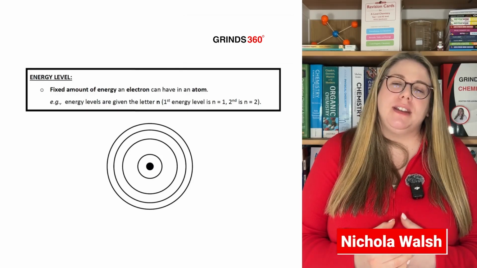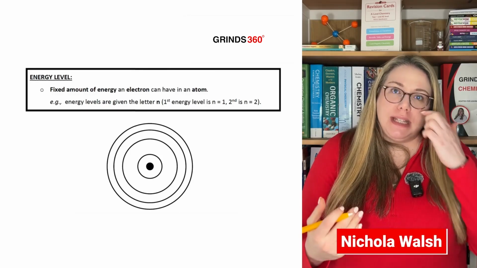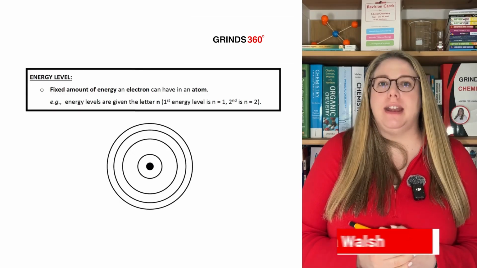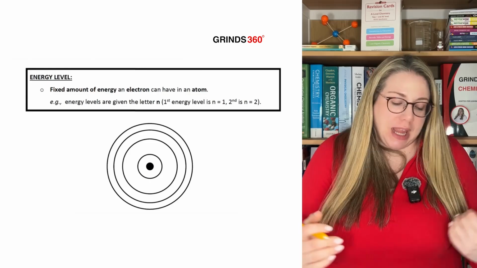Talk about Bohr's theory of the atom and use Bohr's theory of the atom to explain the individual lines that we see on a line emission spectrum of hydrogen.